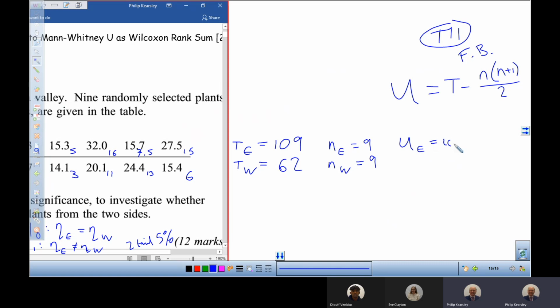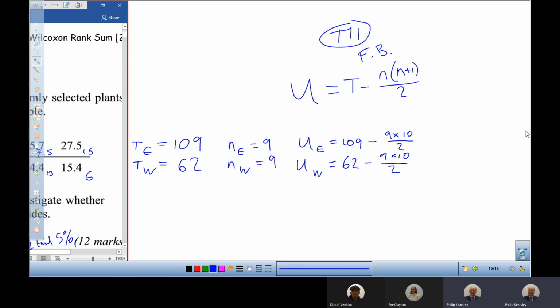So test stat for each side, start off with 109, subtract 9 times 10 over 2, which is 45. Test stat for the west side, also 9. If it was a different sample size, we would use a different value there. Nine times 10 divided by 2 is 45. 109 minus 45 is 64, and 62 minus 45 is 17. Can you confirm 64 and 17? 64 plus 17 is 81. 81 is 9 times 9. I'm happy with 64 and 17.